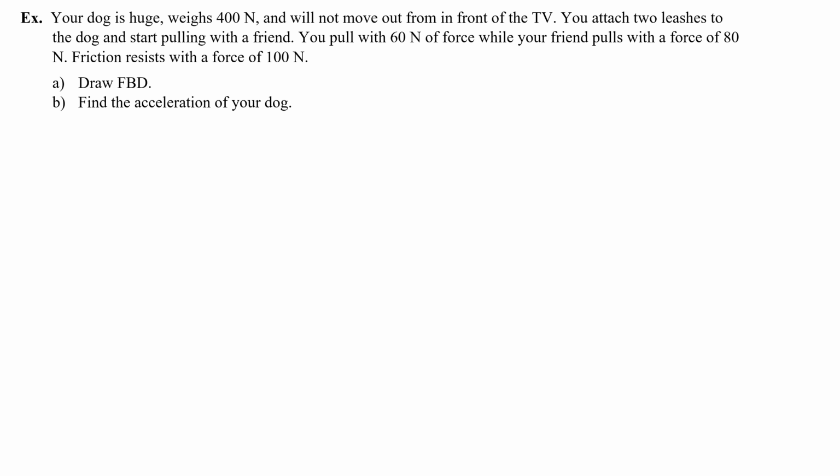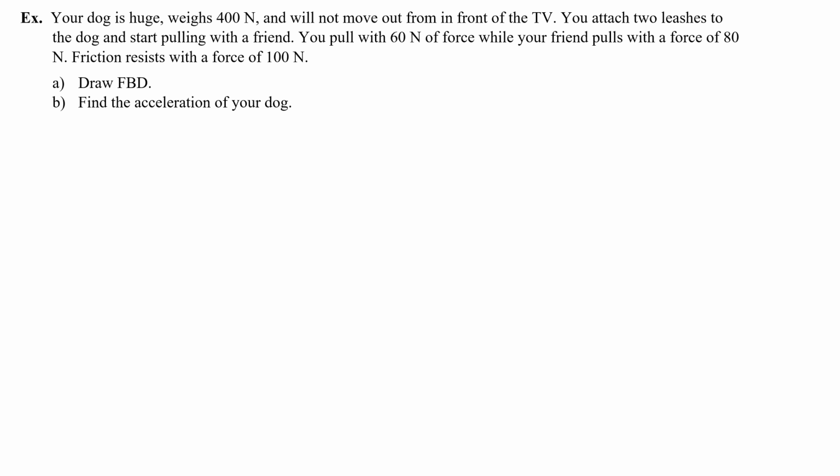Your dog is huge, weighs 400 newtons, and will not move out from in front of the TV. You attach 2 leashes to the dog and start pulling with a friend. You pull with a force of 60 newtons, while your friend pulls with a force of 80 newtons. Friction resists with 100 newtons. Draw a free body diagram and find the acceleration of the dog.